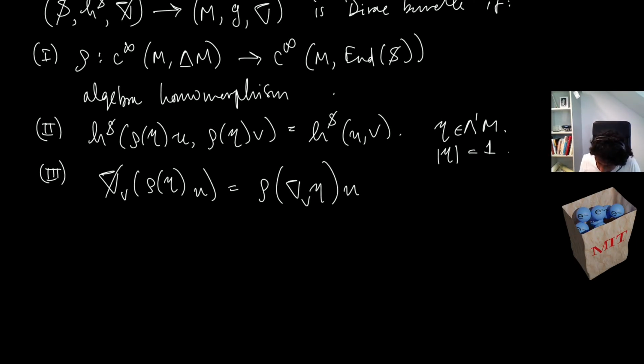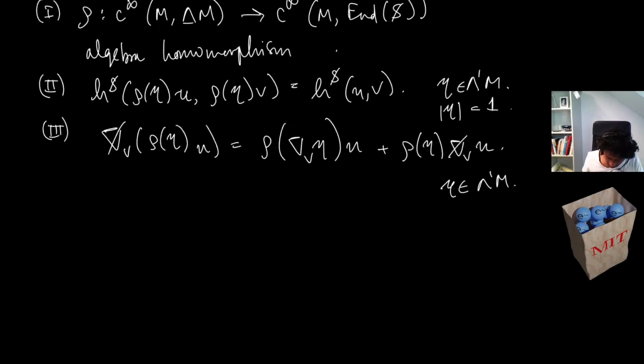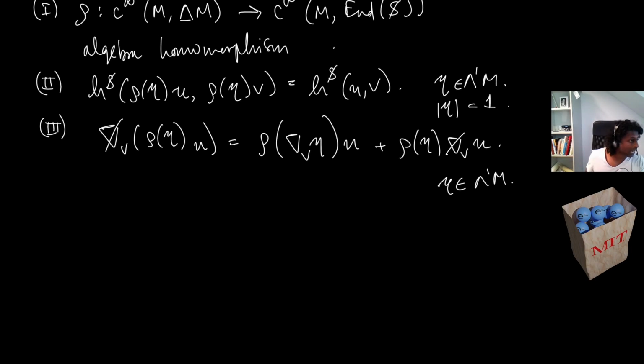Okay, and so we have the following product rule. Again, this is for η, a one form, right? We only need this for one forms.